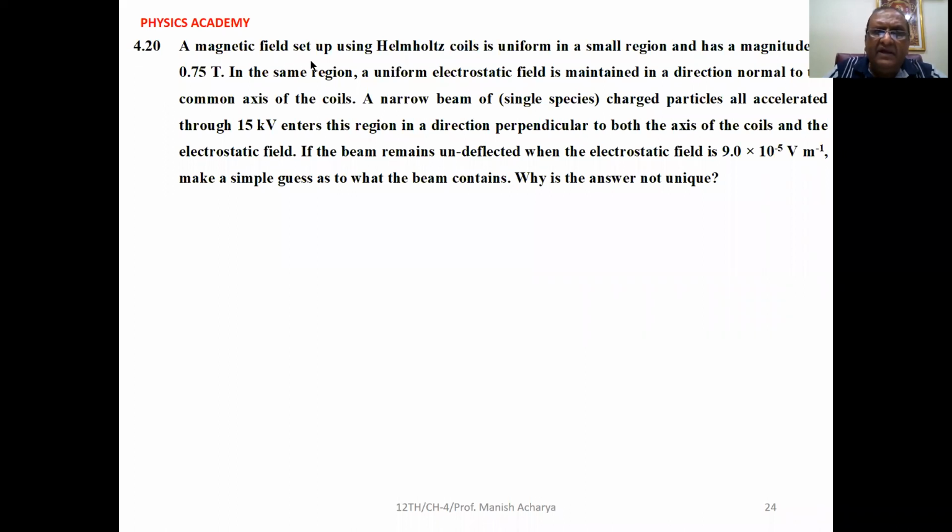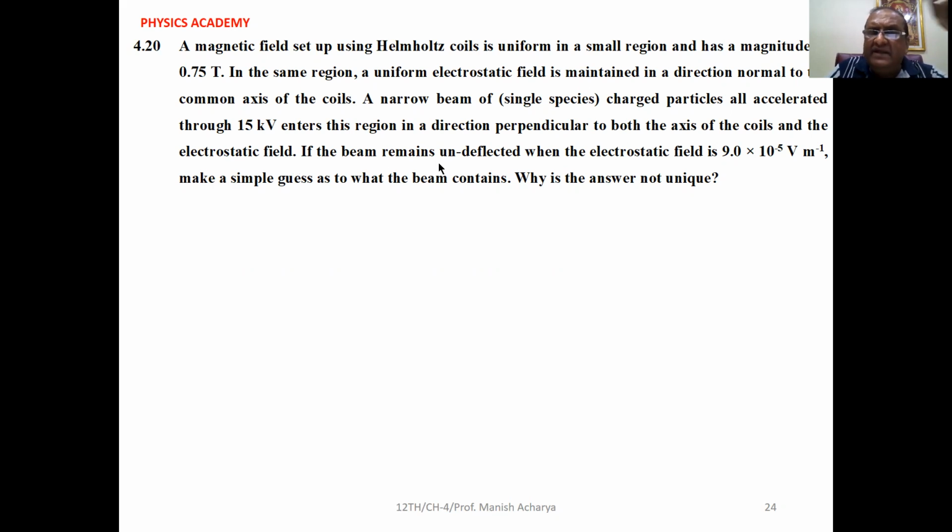4.20. A magnetic field setup using Helmholtz coils is uniform in a small region and has a magnitude 0.75 Tesla. In the same region, a uniform electrostatic field is maintained in a direction normal to the common axis of the coils. A narrow beam of single species charged particles, all accelerated through 15 kilovolt, enters this region in a direction perpendicular to both the axes of the coils and the electrostatic field.